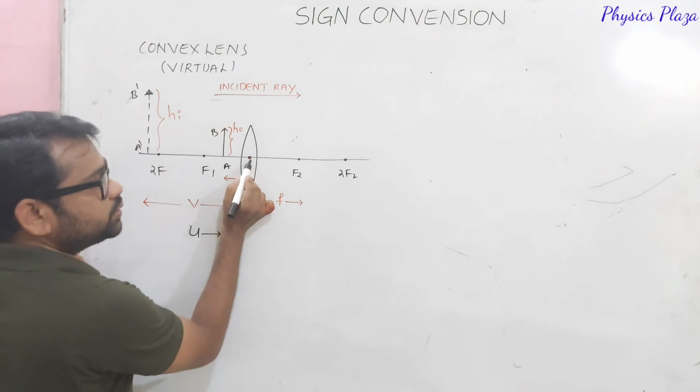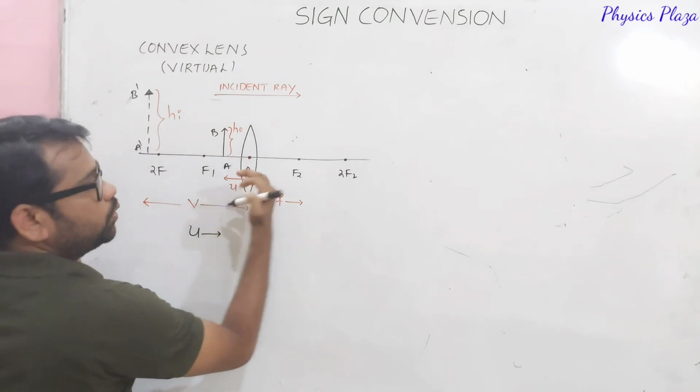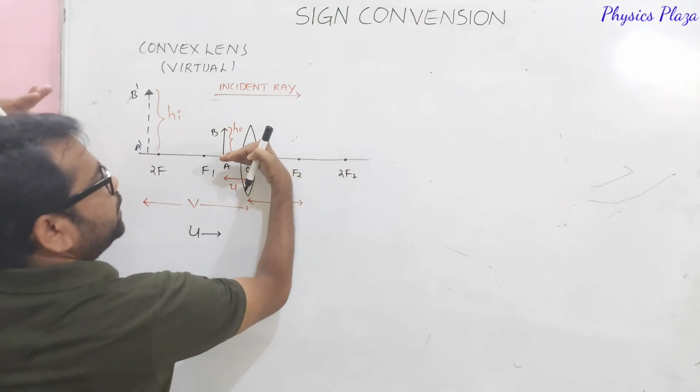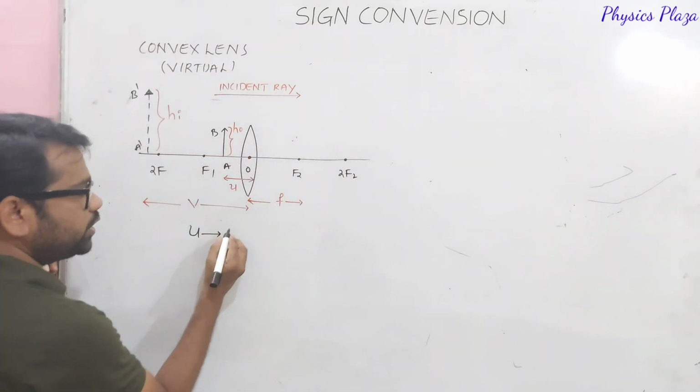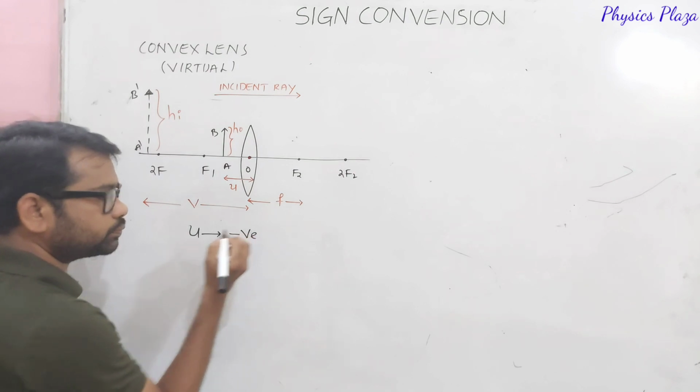We need to start from the origin. For that, O to A we have to move. O to A we are going like this, but the incident ray is going like this. So both are in opposite directions. So here u is negative.